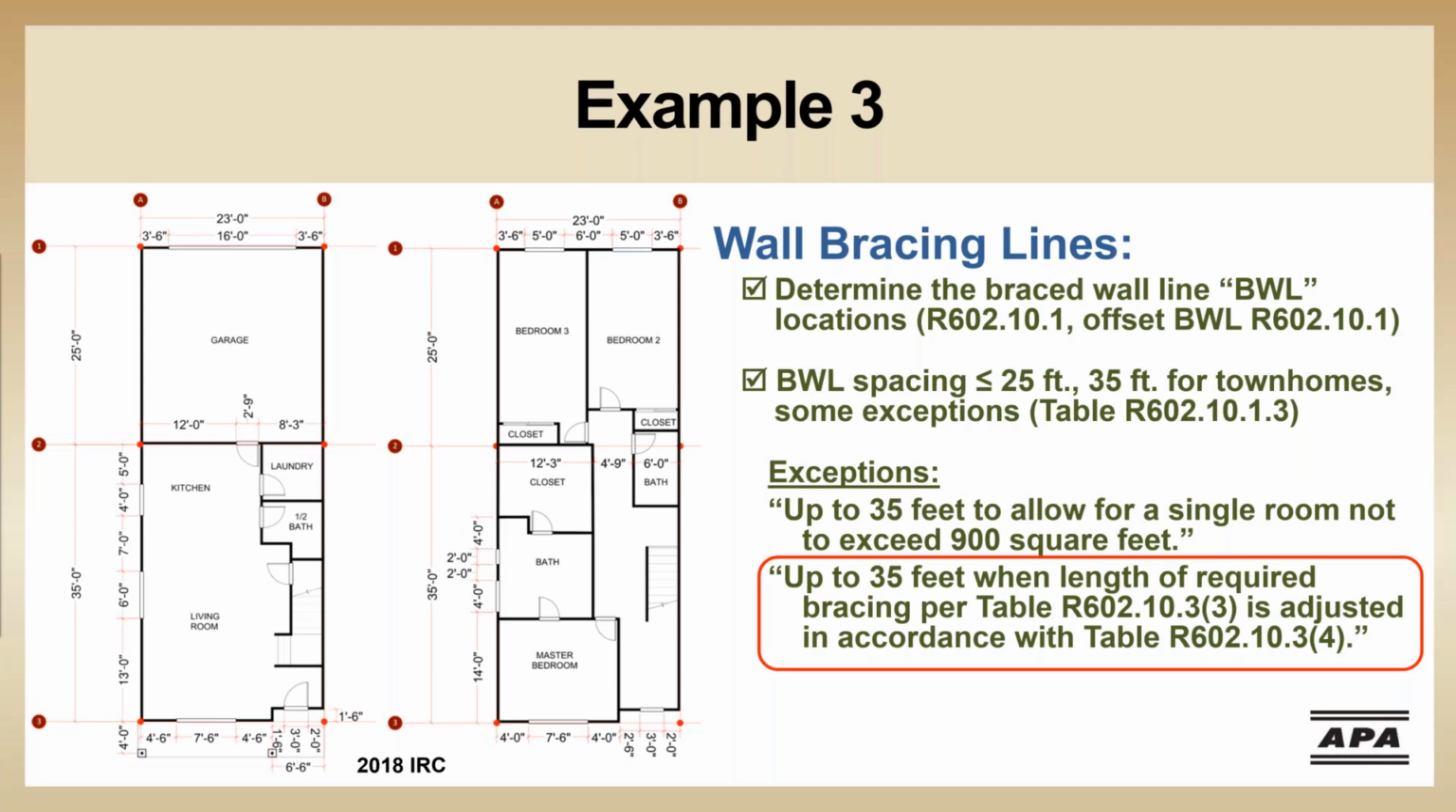For this layout to work, we're going to have to use the second exception listed in the slide and use an adjustment factor from the seismic adjustment table R602.10.3. After looking at the table, we find that we'll be applying a 20% increase in required braced wall panel length for both braced wall lines 2 and 3 if we stick with this layout. Or, if you're not happy using a 20% adjustment factor, you could redesign the floor plan to add another interior braced wall line.